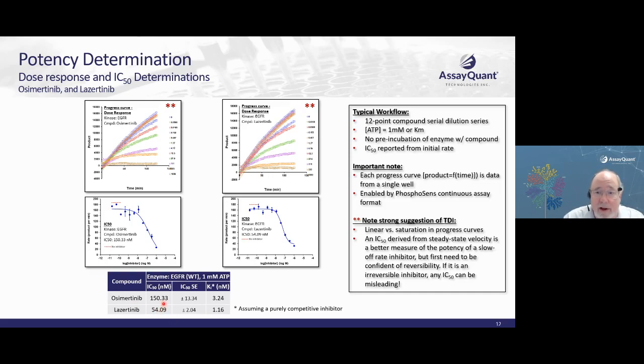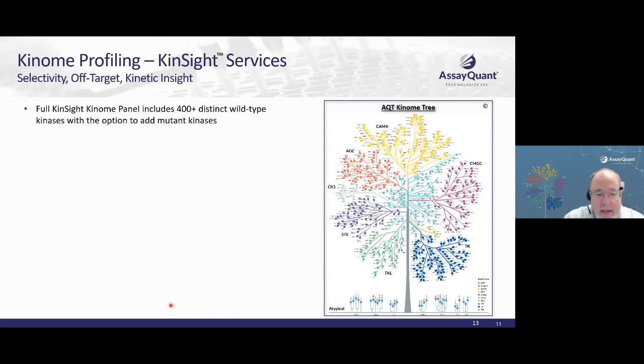But it's important to note, and this is a common phrase, which you'll see in the literature, hopefully, that if you're working with irreversible inhibitors, IC50s are going to be misleading you. All right. You really need to have kinetic parameters for an irreversible inhibitor to best describe potency of that compound. And we'll get to that in a second. So that's dose response testing IC50s.